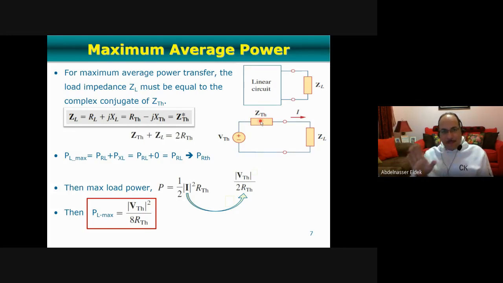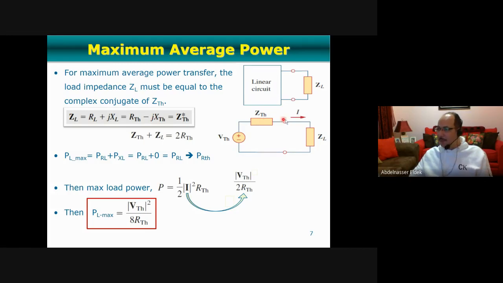Okay, which is the same as Zth, but you just need to flip the sign of the complex number, j. So instead of negative, make it positive, positive, make it negative. So ZL is the same as Zth, but it is a conjugate. You just flip the sign of the imaginary part. That's it. So here ZL equals RL plus jXL. It is the same here: Rth is the same Rth, but the X will be negative.